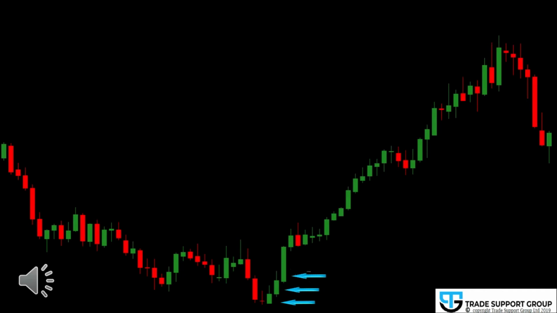In this chart pattern, we see the 3 white soldiers, or the 3 green soldiers in this case, take place at the point of reversal. Just before we see the 3 white soldiers, notice the gravestone doji candle right before.